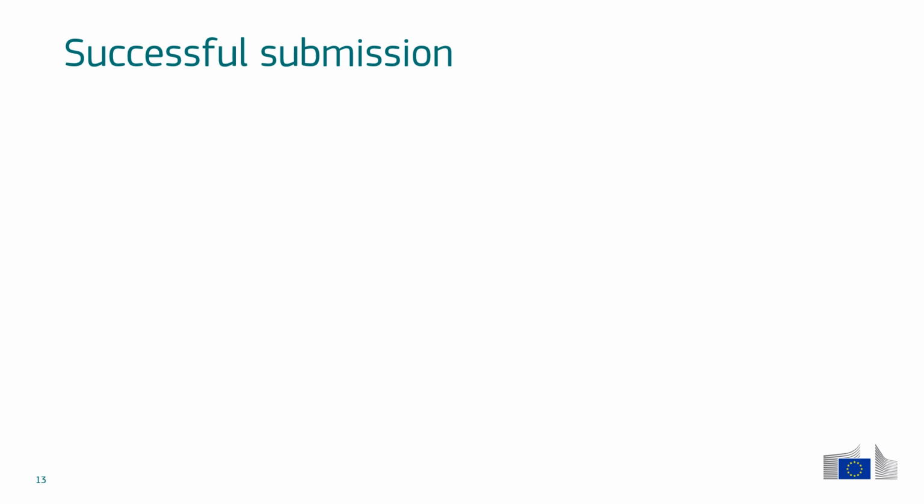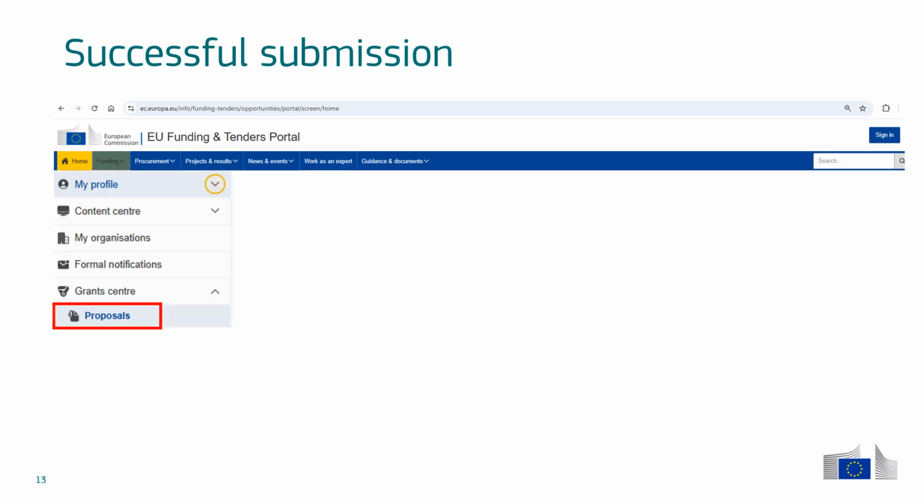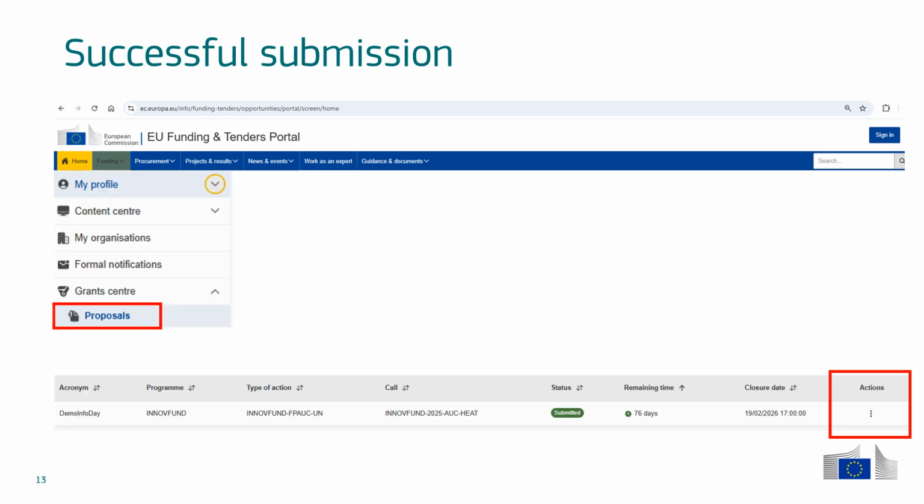Whether you have created a draft or submitted a proposal, you can always retrieve them through the Funding and Tenders portal if you log in with your own credentials and you go to the tab Proposals. If you click on Actions, you can view and edit your proposals. For a draft proposal, do not forget to submit before the call deadline. For a submitted proposal, you can still edit and modify it until the call deadline. If you do so, do not forget to click again on the Submit button, as only the latest submitted version will be taken into account for the evaluation.